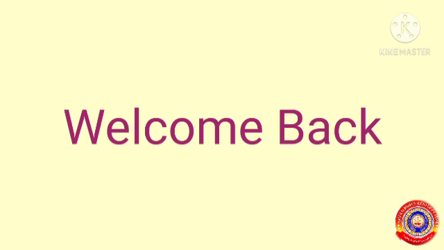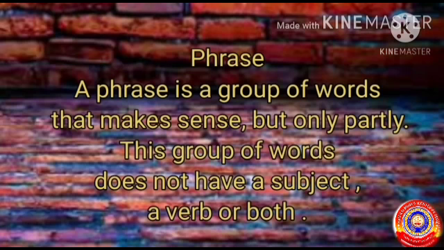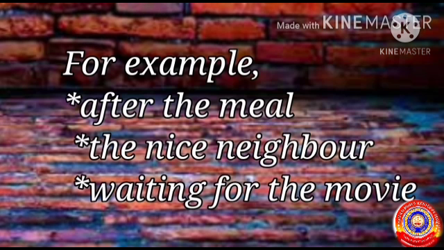Today we are going to discuss the verb phrase. Before that, we go through what is a phrase and a noun phrase. A phrase is a group of words that makes sense but only partly. This group of words does not have a subject, a verb or both. For example, after the meal, the nice neighbor waiting for the movie.